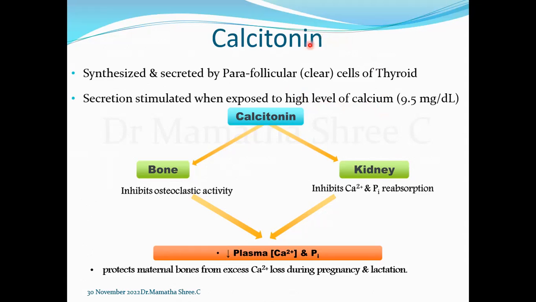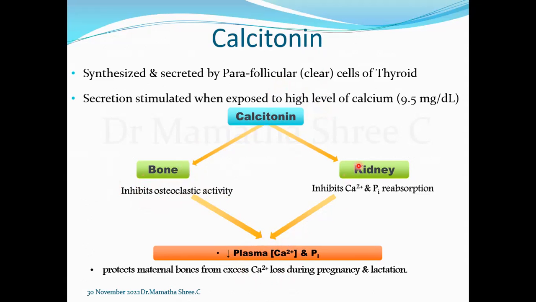So therefore, what should be the final main action of calcitonin? To decrease the plasma calcium levels. So whenever there is an increase in plasma calcium that stimulates the parafollicular cells of thyroid, there is release of calcitonin. This calcitonin acts on bone. It inhibits osteoclastic activity. Hence, there is decreased bone resorption and there is more mineralization, resulting in decreased plasma calcium. And of course, phosphate also, that is through kidney.